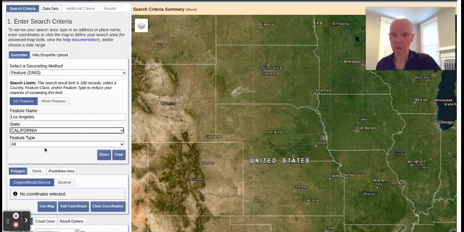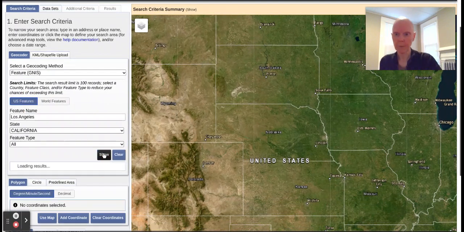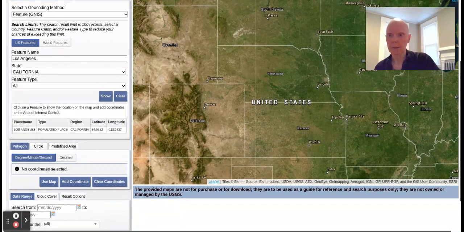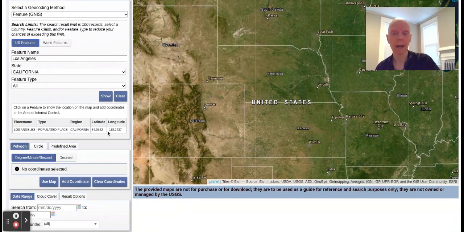And then we don't have to worry about this, although I'm kind of curious. Zip code. Oh, interesting. So we could actually do it by zip code. That's interesting. So there are lots of choices here, which I haven't played around with, but we can just do show. And it's going to give us Los Angeles populated place 34.052, minus 118.2437. So we have our latitude and longitude right there in decimal degrees.